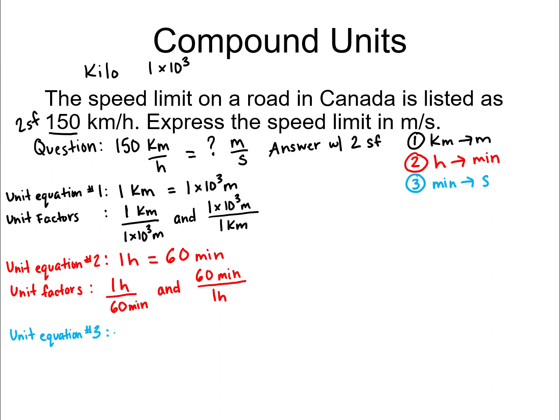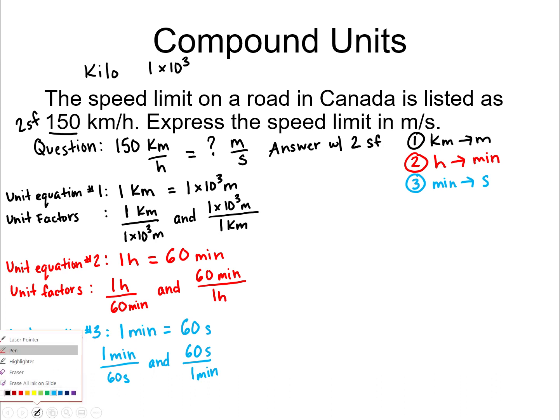Our third unit equation is going to be similar to what we did in the last problem, going from minutes to seconds. If we've got 1 minute, we have 60 seconds. Whew, I just wrote a thesis over here. We ain't done yet. Time to set up the equation.